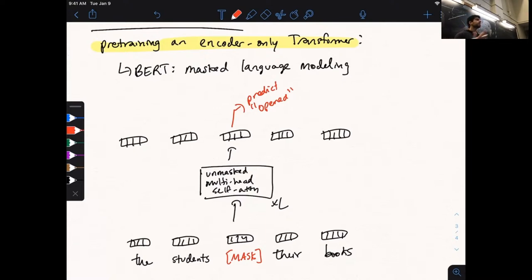So what are some comparisons between this task and the next word prediction that we saw in language modeling? What are some pros and cons you could think of for both of these?